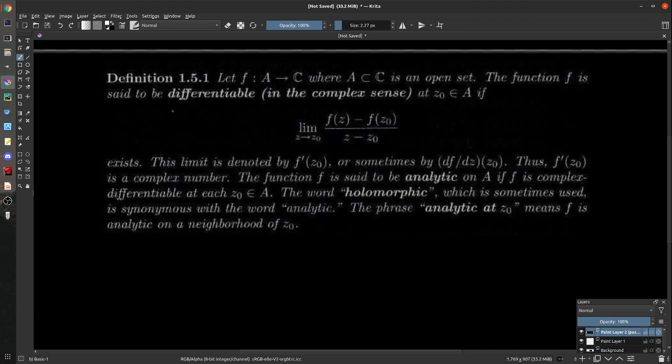f is differentiable, complex differentiable, at a point z naught belonging to A, if the limit as z goes to z naught of (f(z) minus f(z naught)) over (z minus z naught) exists. And this limit is denoted by f prime of z naught, or sometimes by df/dz of z naught. So f prime of z naught is a complex number. The function f is analytic on A if f is complex differentiable for each z naught in A. The word holomorphic, we also use as a synonym for analytic.